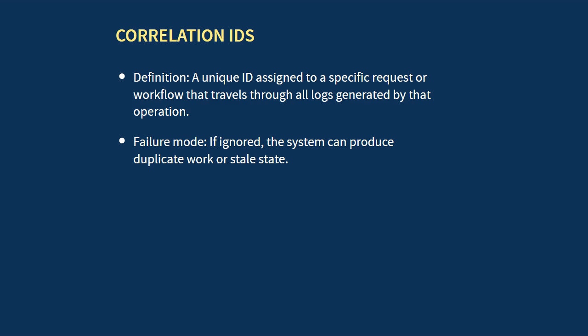If we're missing correlation IDs, how can we track what went wrong? Without them, retracing a request's path becomes nearly impossible, leaving us unable to diagnose failures accurately.